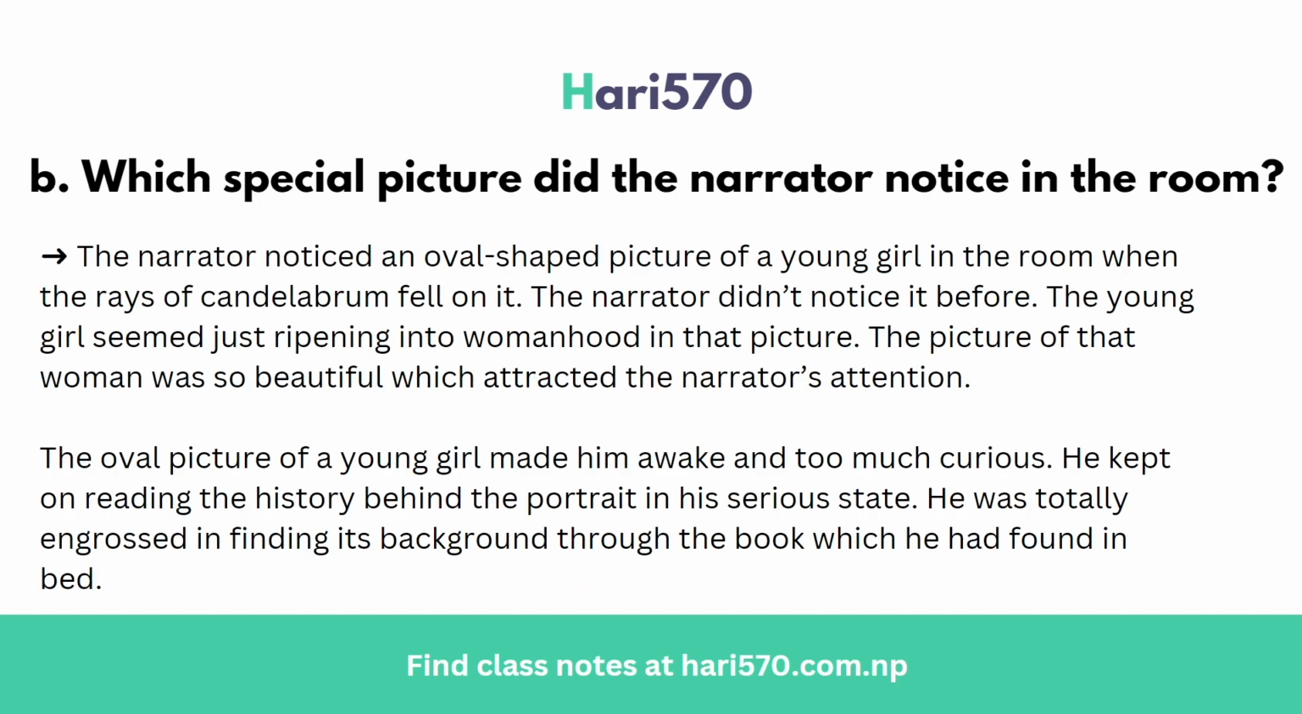Which special picture did the narrator notice in the room? The narrator noticed an oval-shaped picture of a young girl in the room where the rays of the candelabrum fell onto it. The narrator didn't notice this before. The young girl seemed just ripening into womanhood in that picture. The picture of that woman was so beautiful that it attracted the narrator's attention.